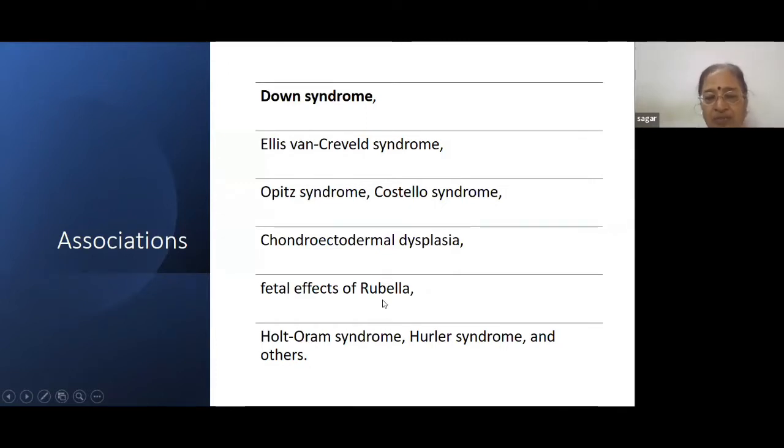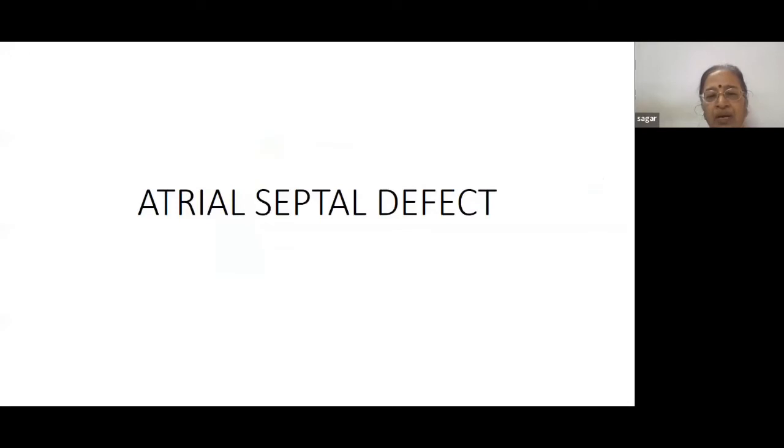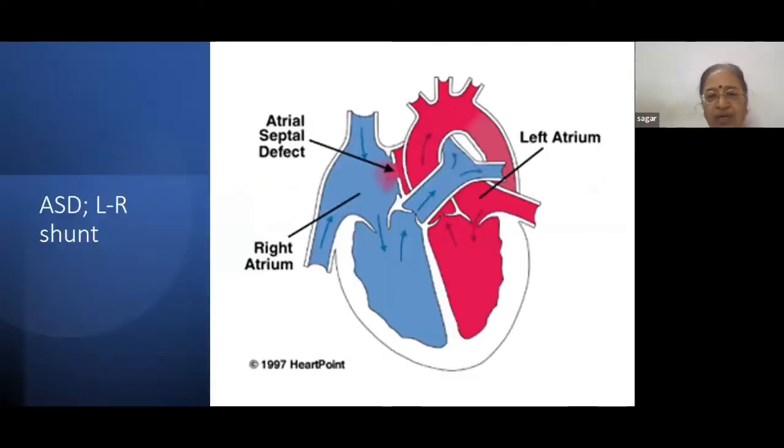That's why we always ask for maternal rubella when we see a child with congenital heart disease. Then we have Holt-Oram and Hurler and others. So I'm not going into these details. These can be found in any textbook and you can mug it up. Now, starting from the first shunt that we are talking about, that is atrial septal defect.